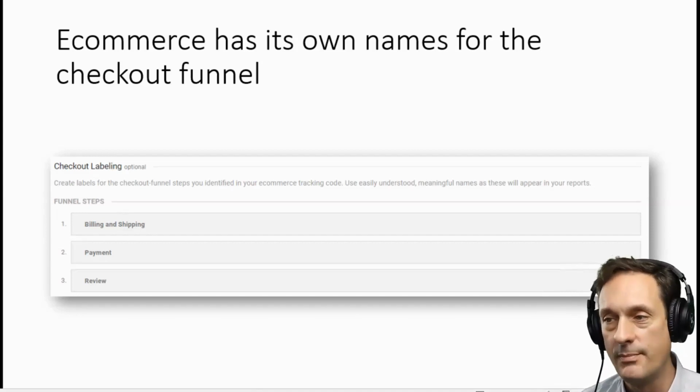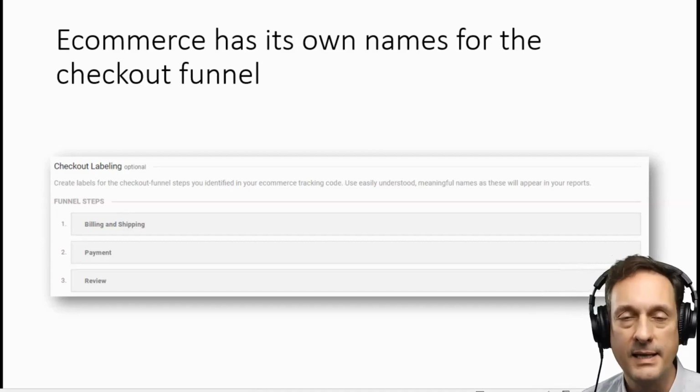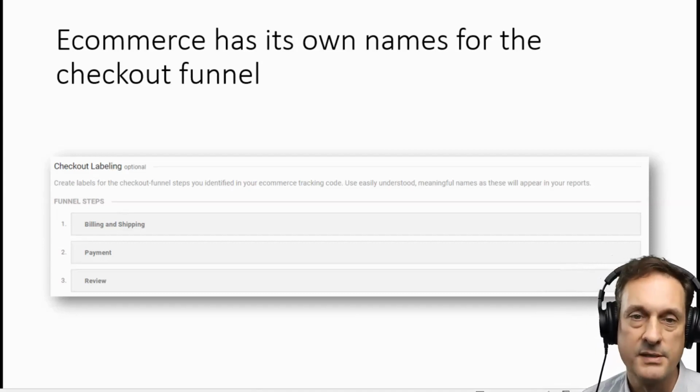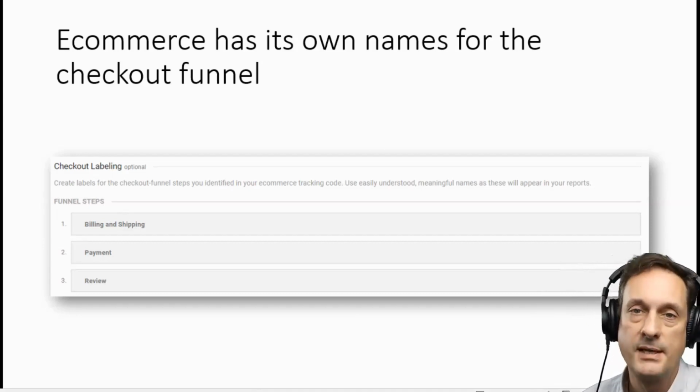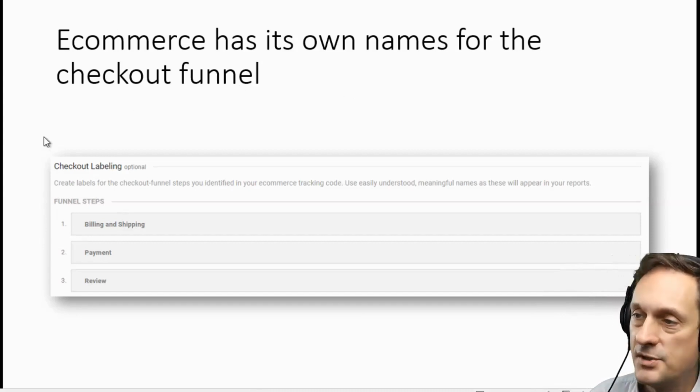You can call, what is step 1, what is step 2, what is step 3? Billing and shipping, payment and review, and then the e-commerce thing figures it out because it has to be done in a particular way for it to integrate with Google. So we don't need to worry about that, but it's just showing you that it's slightly different for the checkout. They don't call it cart and billing and shipping. They just call it billing and shipping, payment, review, and that's it.